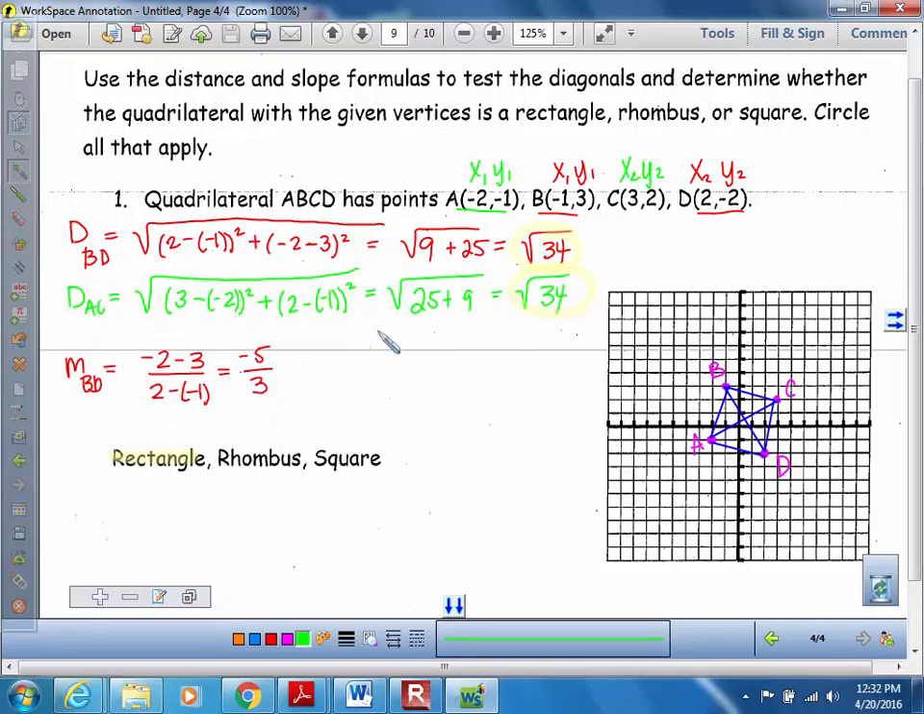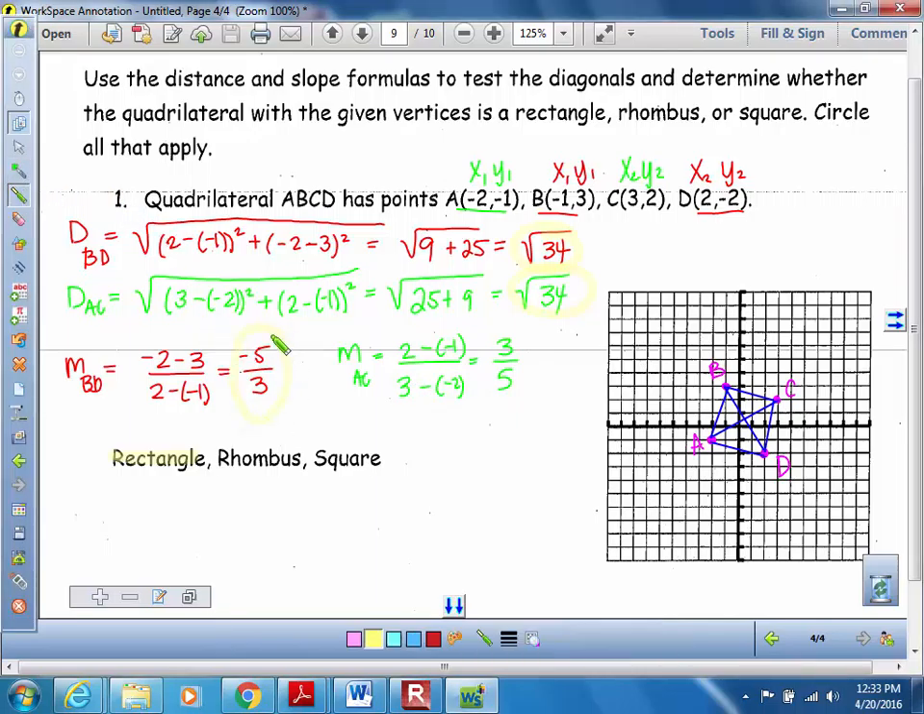So there's that slope. Then I also want to find the slope of AC because we're trying to see, is it a rhombus? So the slope of AC would be 2 minus a negative 1 over 3 minus a negative 2. So 2 minus a negative 1 is a positive 3, and 3 minus a negative 2 is a positive 5. Okay, are these the same, opposite, or they have no relation? They're opposite, which means they're perpendicular, right?